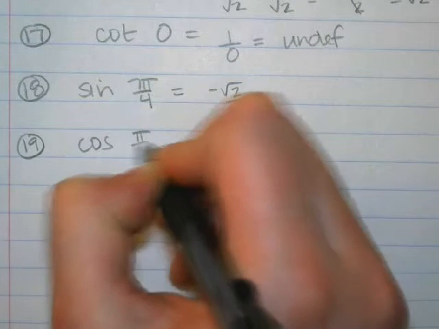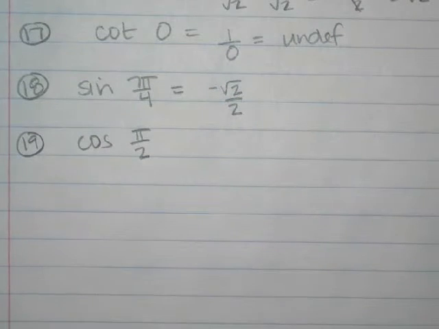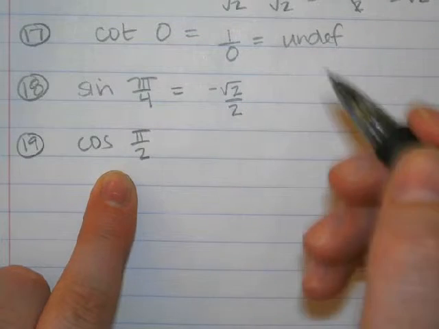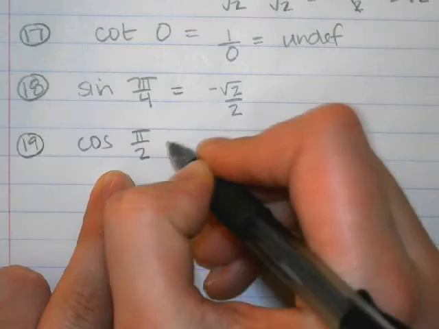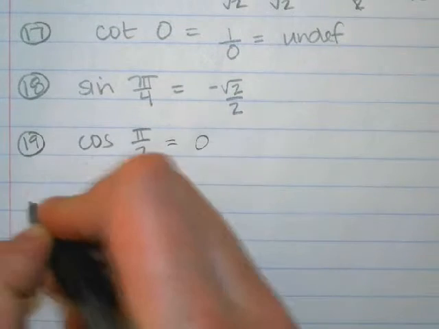Cos of pi halves. All right, the x coordinate at pi halves is 0. All right, 20.